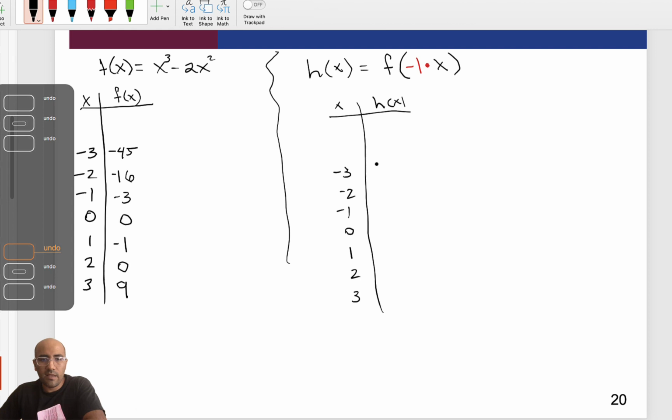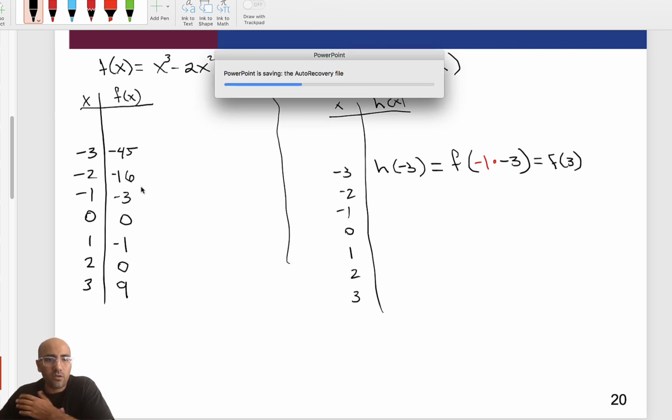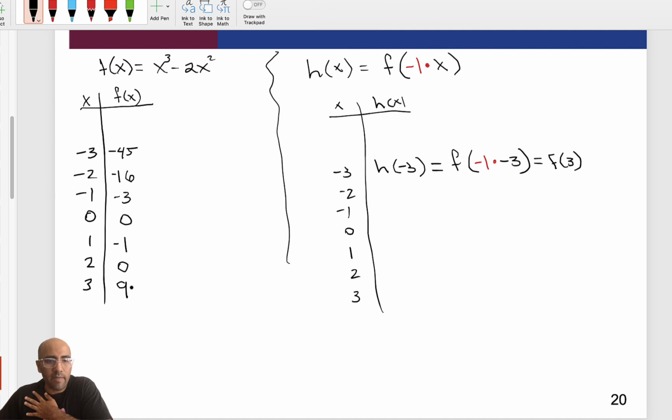Okay, so when we type in a negative 3, we want to figure out what this graph is evaluated at negative 3. Well, the instructions are that it's equal to the old function where there's a negative 1 in here, negative 1 times the new input value of negative 3, which then just becomes f of 3. I could plug in the 3 into this equation, 3 cubed minus 2 times 3 squared, or I can just look at my old table values and see that 3 maps to 9. So I can take the shortcut of saying that equals 9. And same thing with the others.